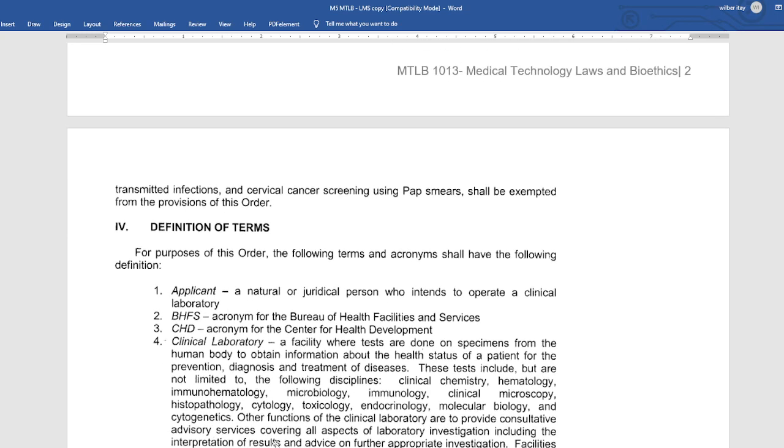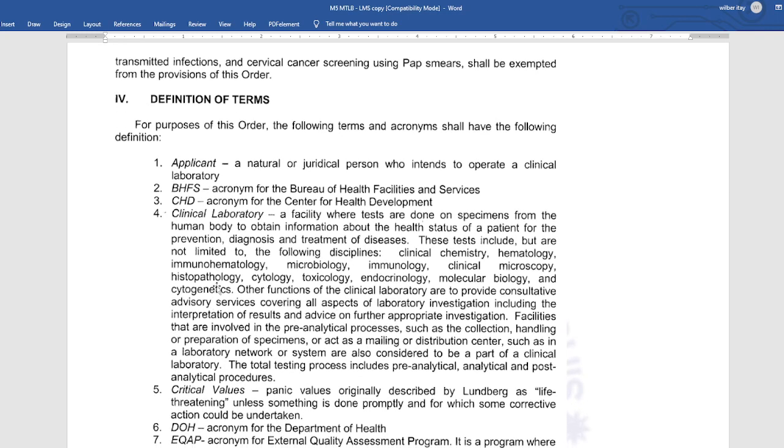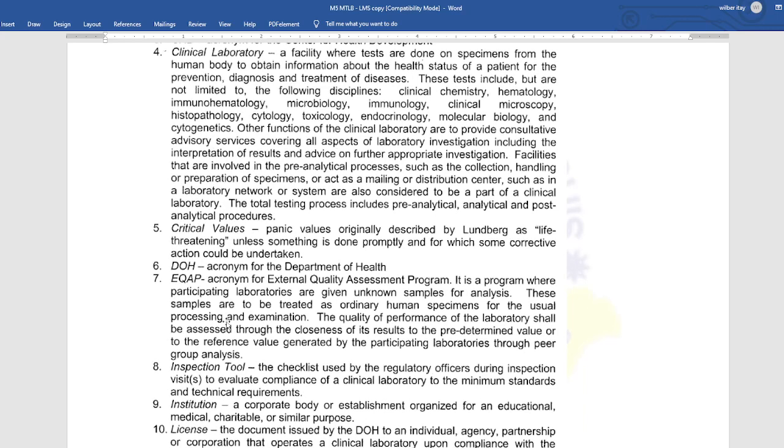So, we have here the definition of terms. So, you read. Pag sinasabi nating applicant, yan, natural or judicial person who intends to operate, pag gusto nila mag-operate ng laboratory, Bureau of Health Facilities and Services, CHD, and others.